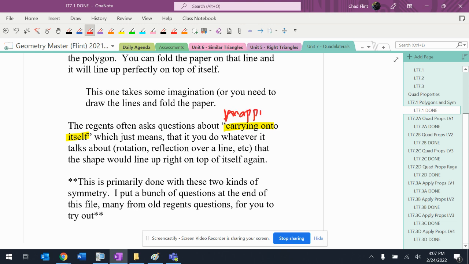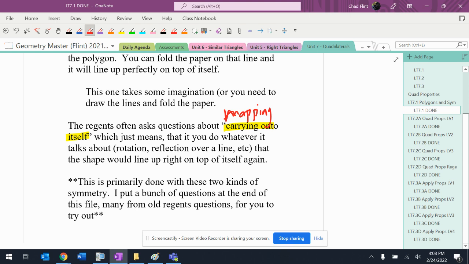Mapping. And that just means that whatever you do to it, it looks exactly the same, meaning that it would line right up with itself, right on top of itself again. Most of these questions have to do with pretty much just dealing with the symmetries that we're going to talk about here.